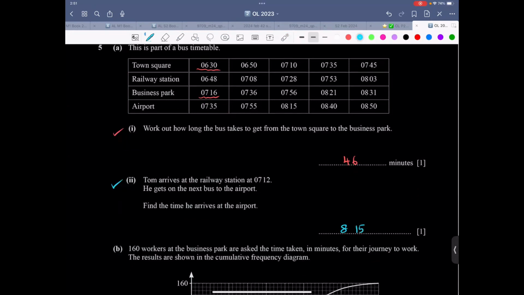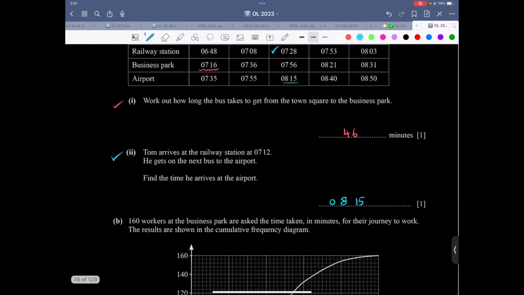So now the next answer is 8:15. They are not asking how much time it takes. They are asking what is the time of arrival. So that time of arrival is 8:15 because he starts at 7:28. The rest of the time, like 14 minutes, he has to wait at the railway station.